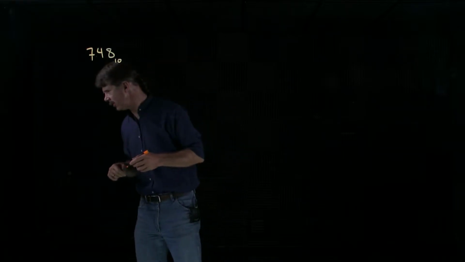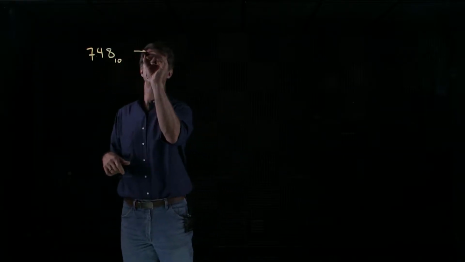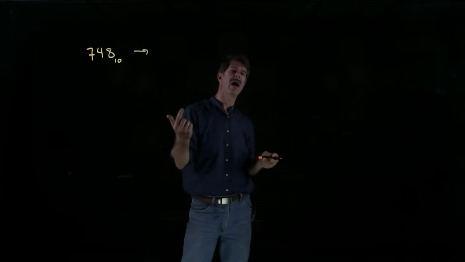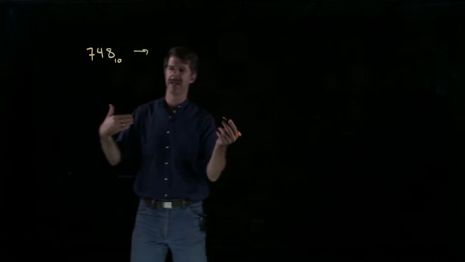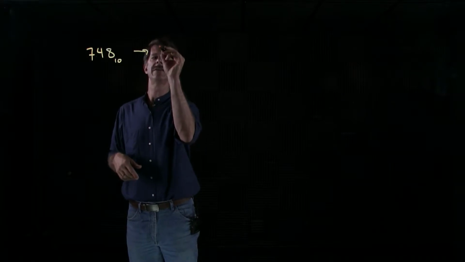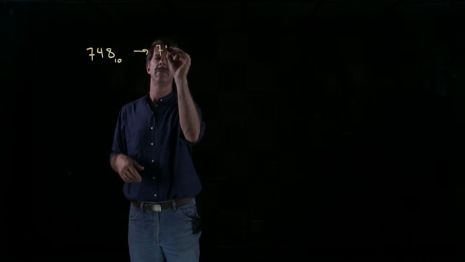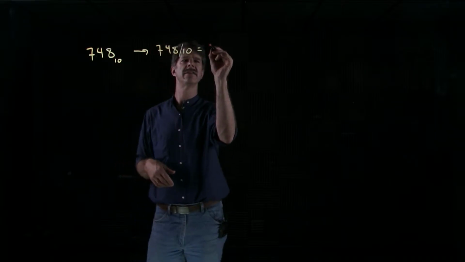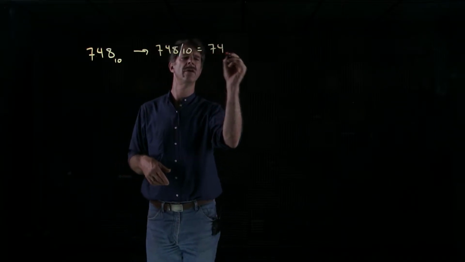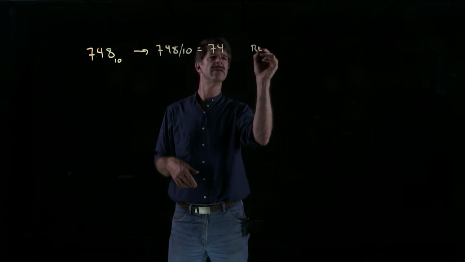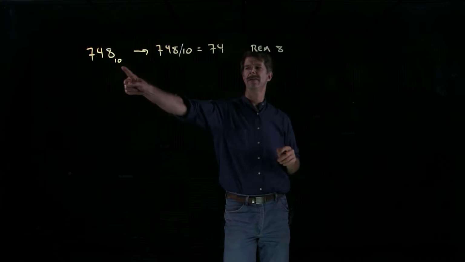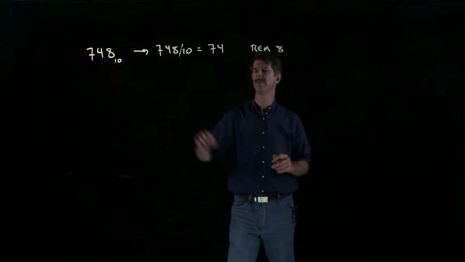So what I'm going to do is divide this number over and over and over by the base I'm converting to, 10 in this case. So if I take this and divide by 10, I get 74 with a remainder of 8. And that's that number right there, obviously.